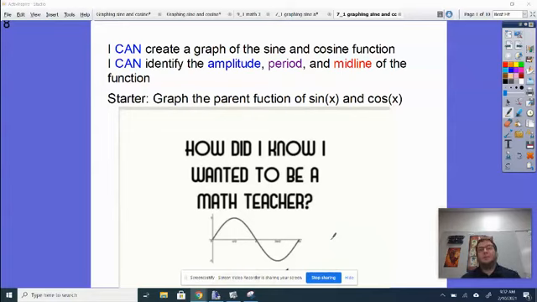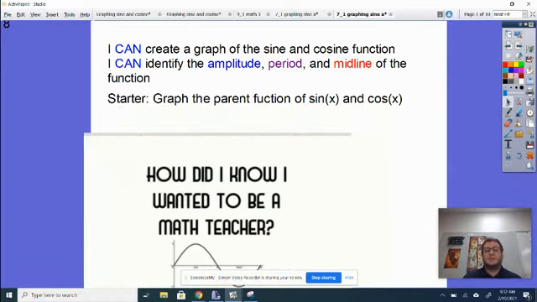Hey everybody, today we're going to be looking at graphing sine and cosine using transformations, specifically off the amplitude, the period, and what we call the midline. So we're going to take what we did last time, where we found the parent function of sine and cosine.